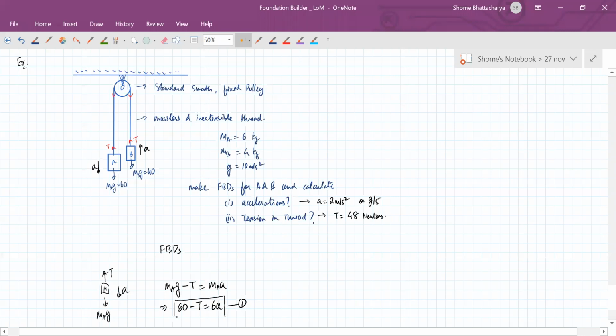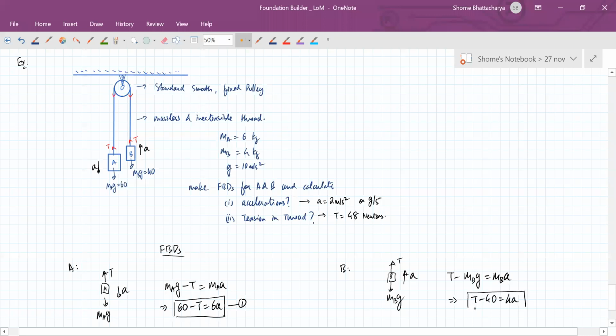There are no horizontal forces, so we'll get only one equation. This is A's free body diagram. Now B's free body diagram. Which force is dominating? Tension is dominating. So the acceleration is upward. For this we have tension minus weight, that is the net upward force, is equal to mass into acceleration. So T minus 40 is equal to 4A.